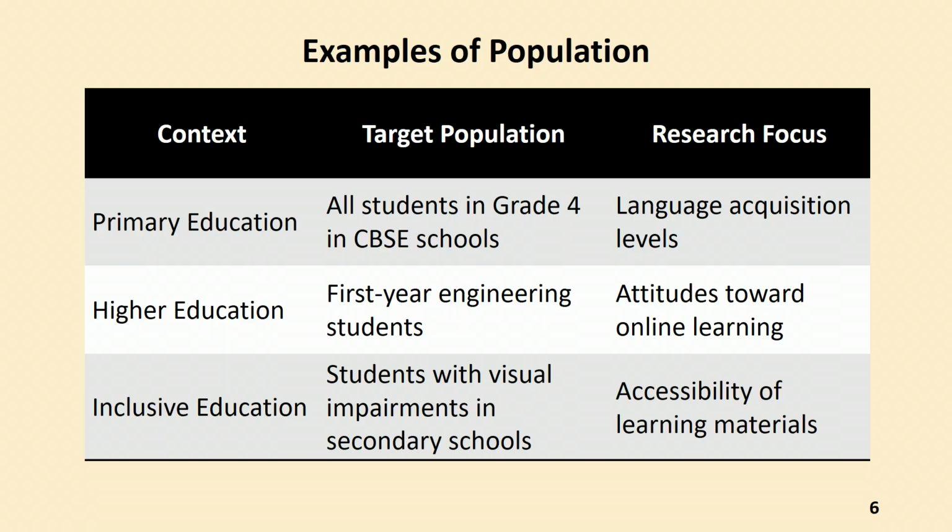And you can clearly see how we define the target population for a certain research focus. For example, when we are looking toward accessibility of learning materials for visually impaired students, our target population is students with visual impairment in secondary schools.